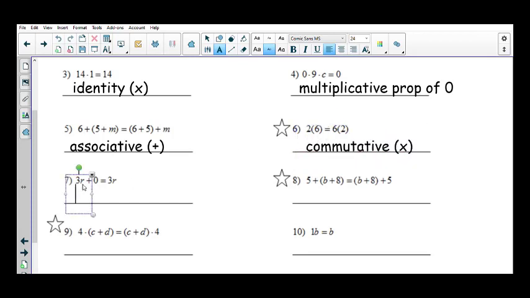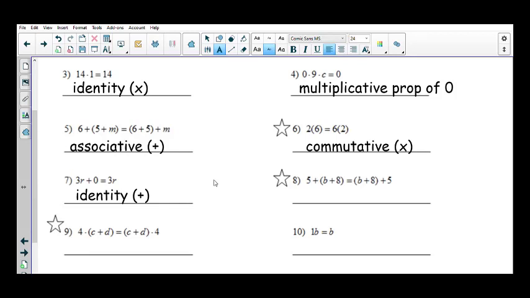Number 7, 3r plus 0 equals 3r. We add 0 to get the same thing we started with. That means it's the identity property of addition. It's tempting to say multiplicative property of 0, but we're not multiplying by 0. So think about that.